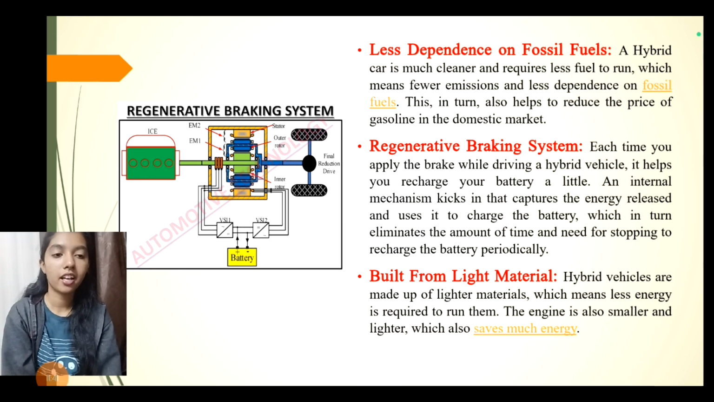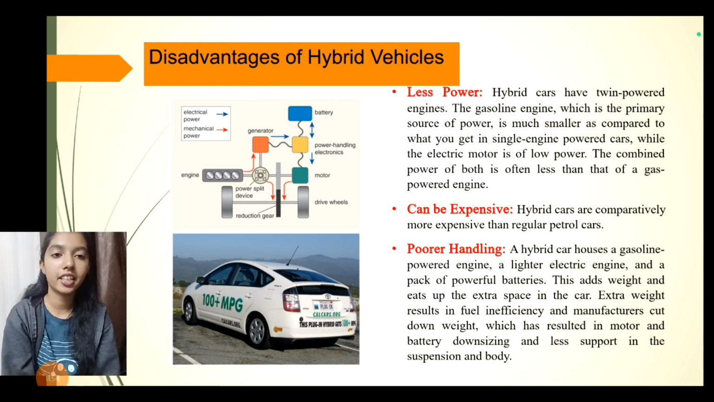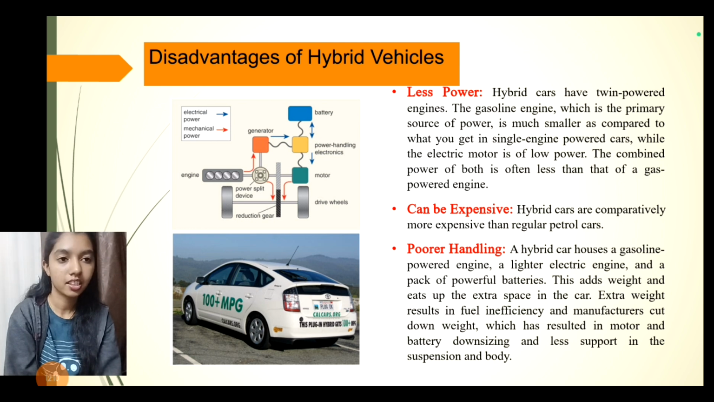Built from light material. Hybrid vehicles are made up of lighter materials, which means less energy is required to run them. The engine is also smaller and lighter, which also saves much energy. Disadvantages of hybrid vehicles. Less power. Hybrid cars have twin powered engines. The gasoline engine, which is the primary source of power, is much smaller as compared to what you get in single engine powered cars. While the electric motor is of low power, the combined power of both is often less than that of a gas powered engine.